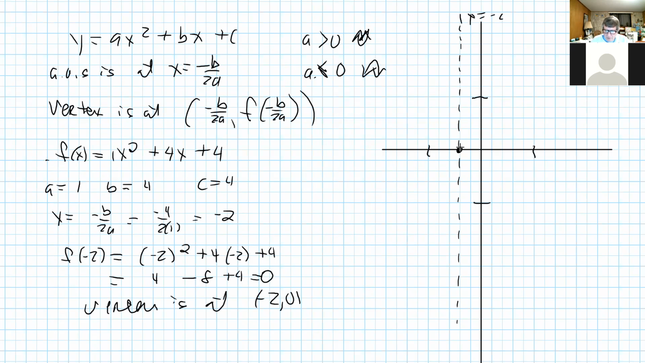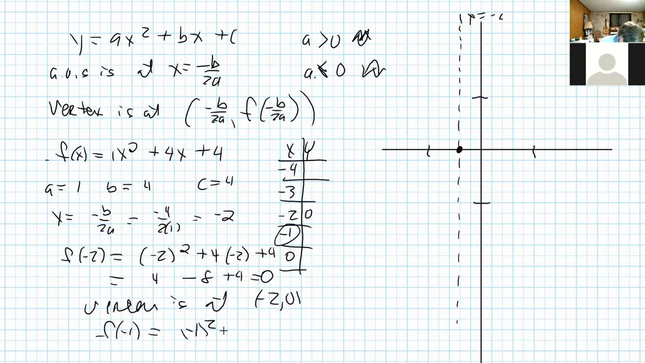Now, if we were doing this by hand, which I'm doing, I'd make a table. I'd put the vertex in there, maybe use negative 3, negative 4, negative 1, 0, complete those ordered pairs and draw the graph. In WebAssign, all I need to do is find the vertex and one other point. If we put negative 1 in there, f of negative 1 would be negative 1 quantity squared plus 4 times negative 1 plus 4, which I believe is 1. So negative 1, 1 is right there. Once you put the vertex in first, then the second point, doing everything I explained in the previous problem, there will be your graph.